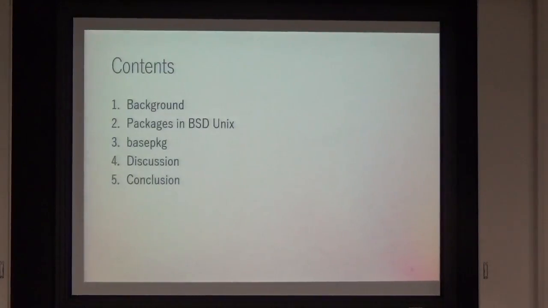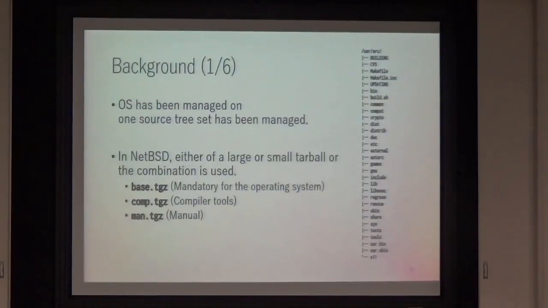This presentation consists of these contents. Firstly, I will talk about the background of our development. Historically, the operating system has been managed in one source tree, and the source tree set has been distributed. In NetBSD, either large or small tarballs, or a combination, are used. For example, basepkg and compkg and non-kgz.